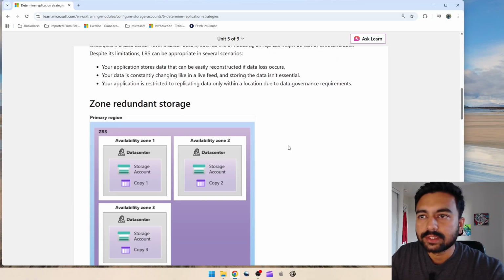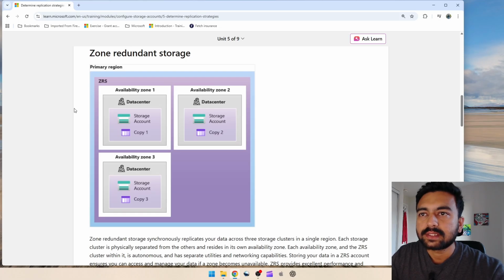Zone redundant storage. This is the same region but different zones. That means different data centers. So your data is still replicated within the same region, but across different zones.